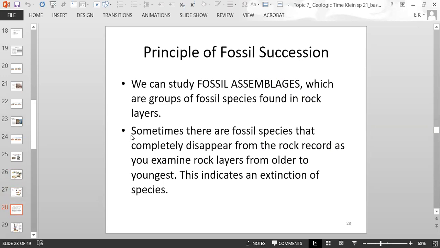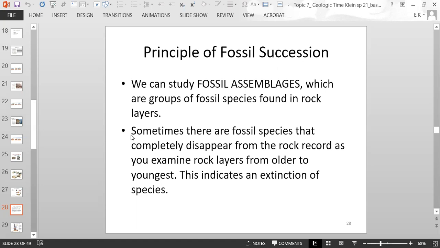So we have the principle of fossil succession. We can study fossil assemblages, which are groups of fossil species found in rock layers. Sometimes there are fossil species that completely disappear from the rock record as you examine rock layers from older to younger. This indicates an extinction of a particular species. So if you're looking at rock layers going from older to younger, and then at some point there's a type of species that you never see again in the fossil record, it indicates an extinction.